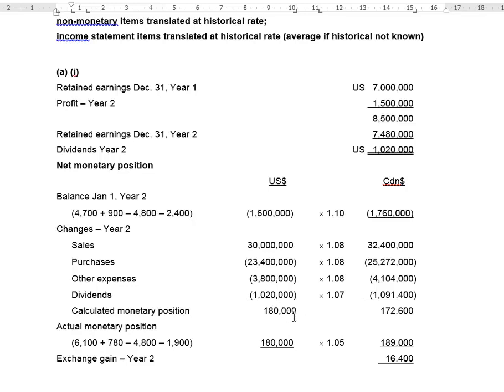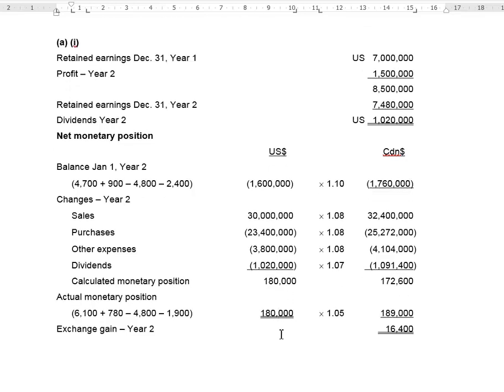The first thing we need to do before we do any translation on the right-hand side here is make sure that the calculated position, which is the position as if the parent had done all its work in the foreign country by itself, would be in comparison to what it actually is, given that we had a sub in the foreign country doing our work for us. So what would our actual monetary position be at the end of the year?